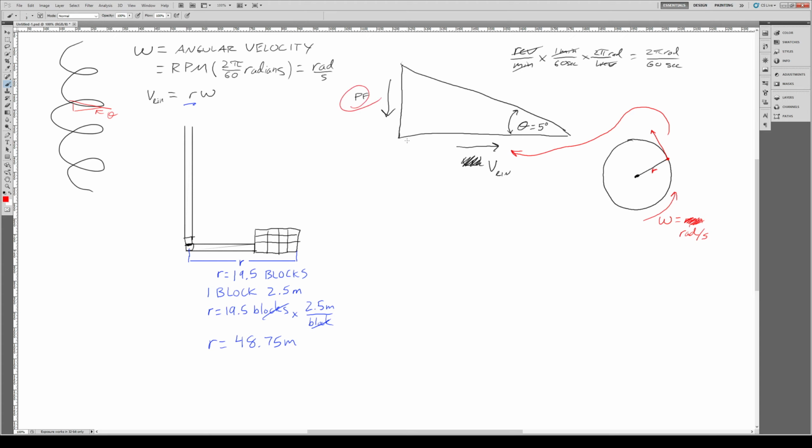So tangent of theta equals opposite over adjacent. This one is adjacent. This one's opposite because here's our angle. Adjacent side, opposite side. So in this case, we know what A is. So tangent of theta equals O over A. I already wrote that. Tangent of 5 degrees equals PF over V lin, or V linear, which is again the tangential velocity, which we found from our RPM.